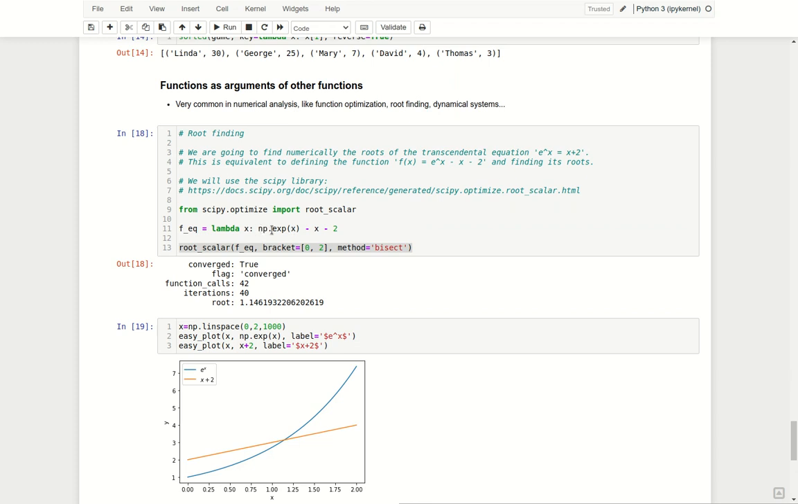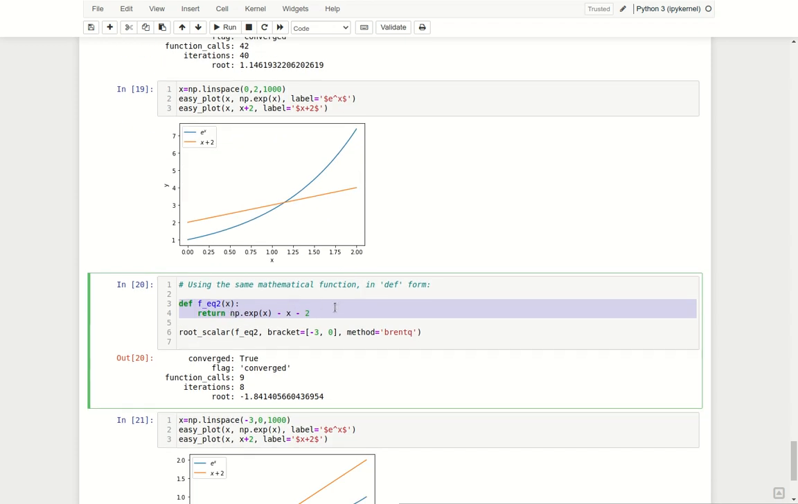This is np.exp(x) minus x minus 2. This is exactly the same, but with a standard function definition, and we call the function with this function definition. Now in this case I'm going to define a new bracket, and I'm going to use another method now.